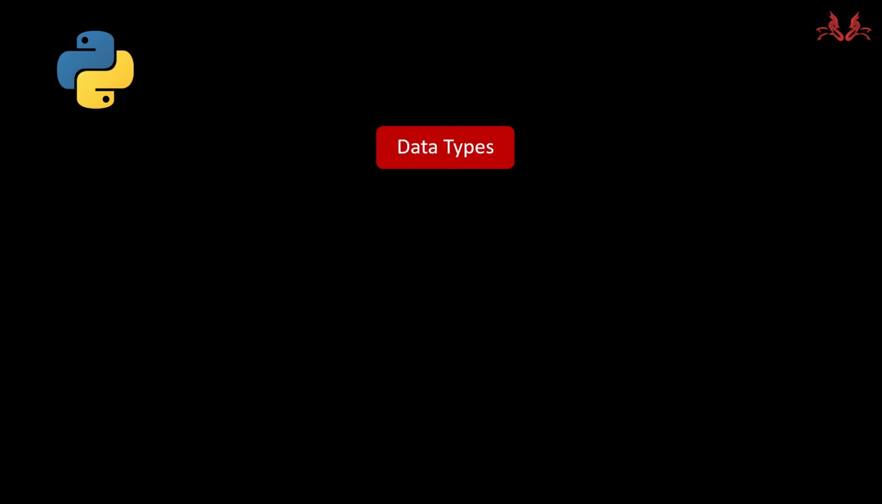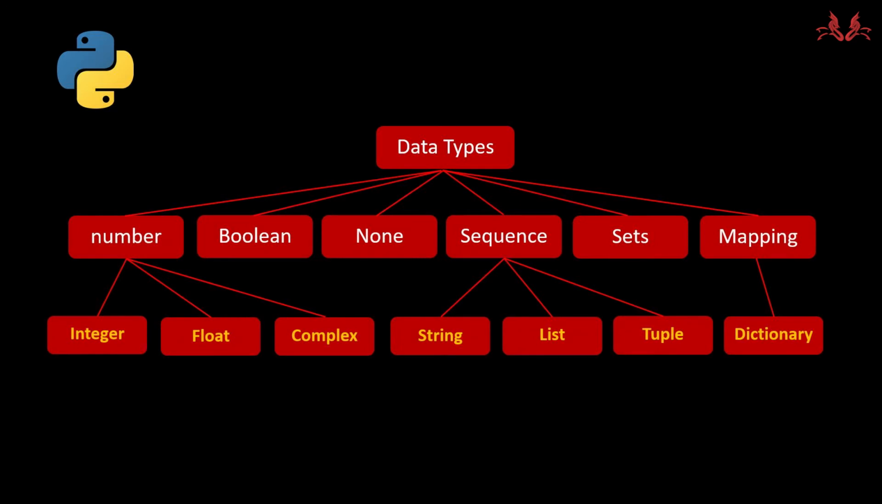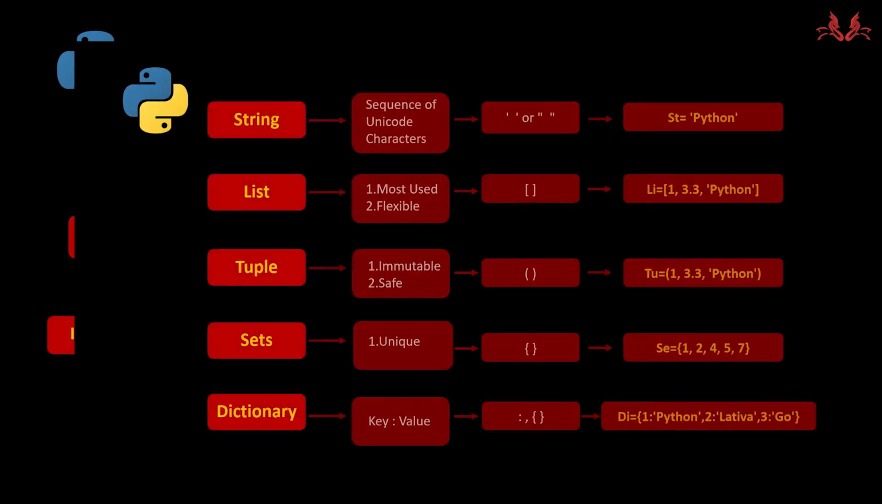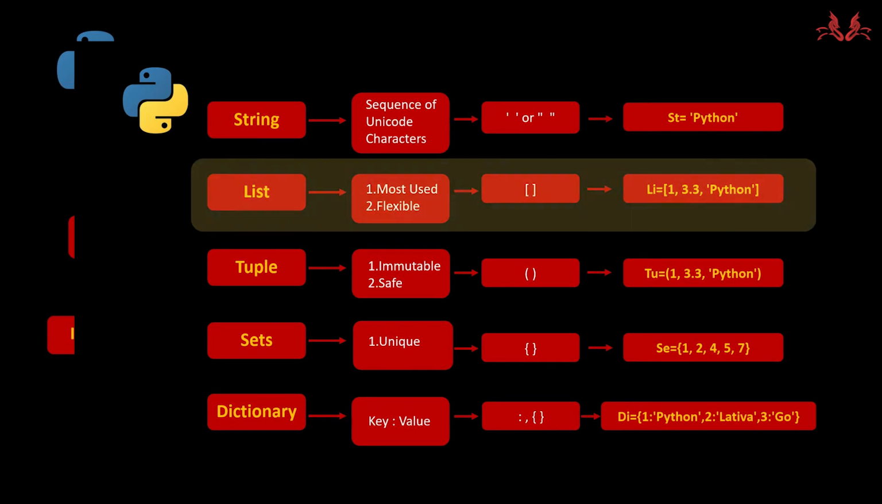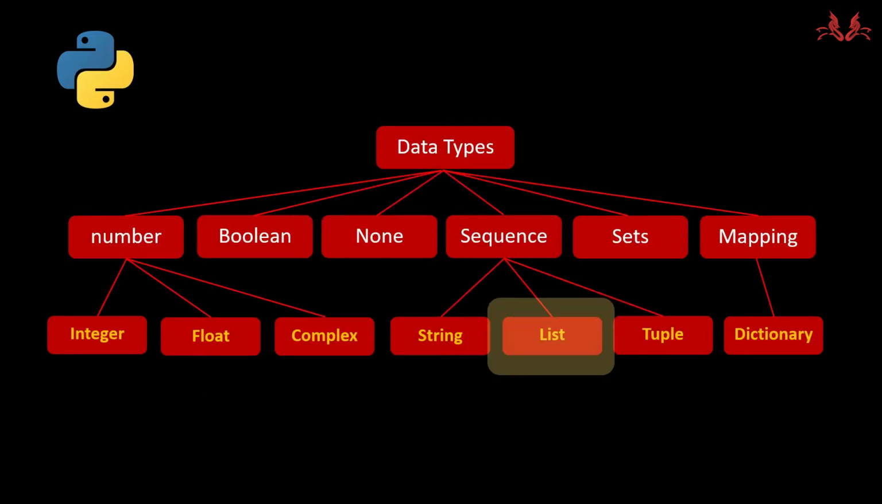In the last video we talked about the string sequence, and this time we're going to talk about the list sequence. Before we demonstrate list, let's review the summary features of list. Lists are the most used and flexible sequence, and we use square brackets to represent it. For example, li equals square bracket 1, 3.3, and Python. Alright, let's demonstrate it.